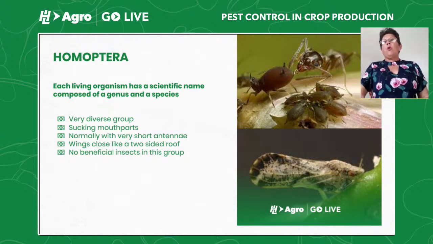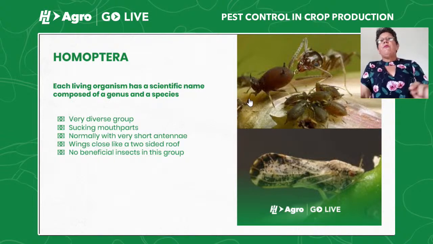Down here, the lower photograph, it's a psyllid. A psyllid is the vector of Huanglongbing in citrus crops. It's a very important Homoptera vector.